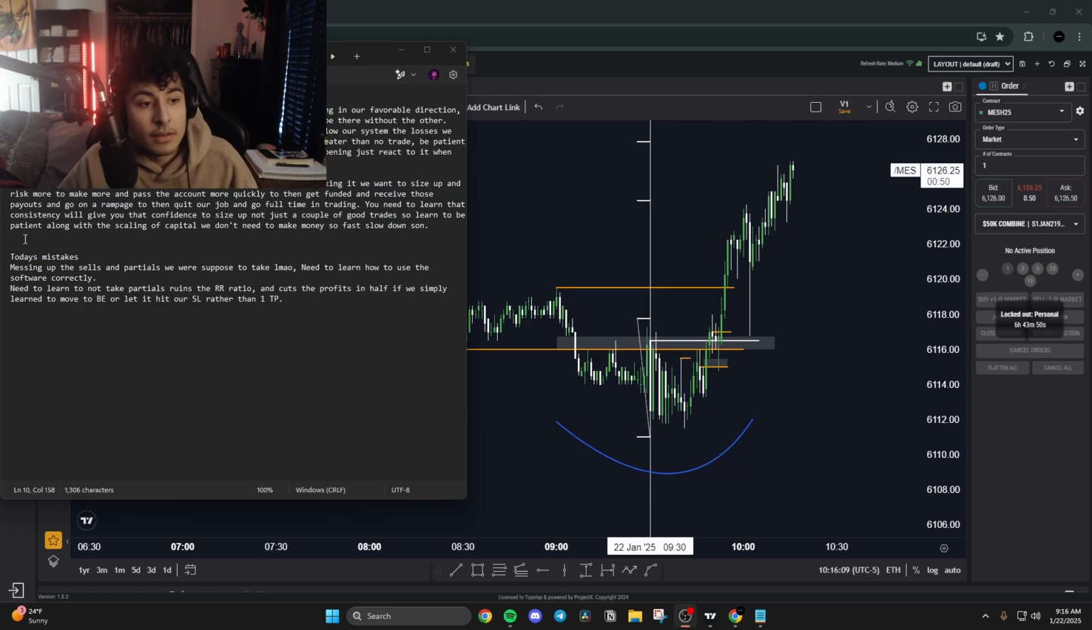All right, and then the final of today's trading mistakes was messing up the sells and partials. We were supposed to take LMAO. I need to learn how to use the software correctly. Need to learn to not take partials. It ruins the risk to reward ratio and cuts the profits in half if we simply learn to move to break even and let it hit our stop loss rather than one TP.